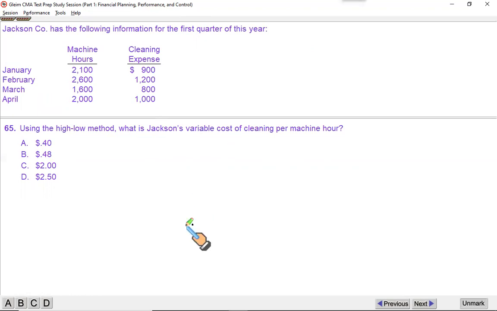So what we're going to do, we're going to identify the highest level of activity. This is the highest activity. And we need to find the lowest level of activity, and this one appears to be the lowest activity. This will be the high cost, this would be the low cost. Now, we need to find the variable component, variable cost per machine hour this time.